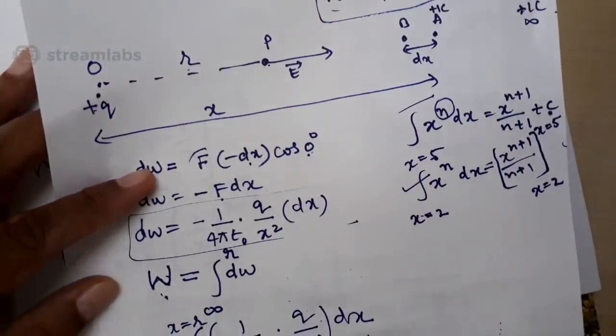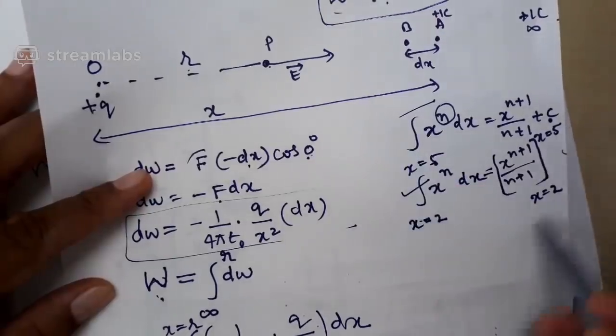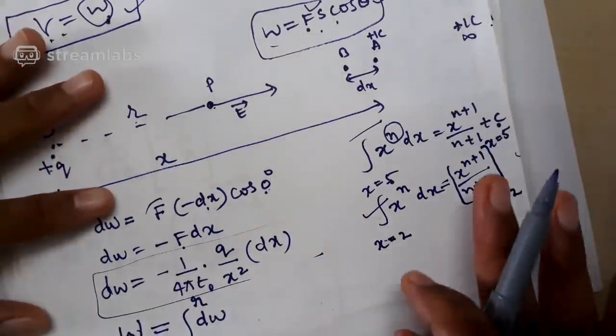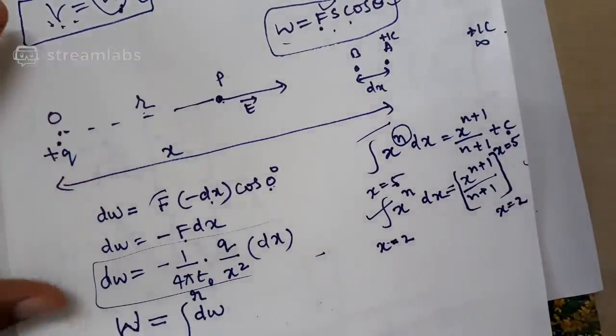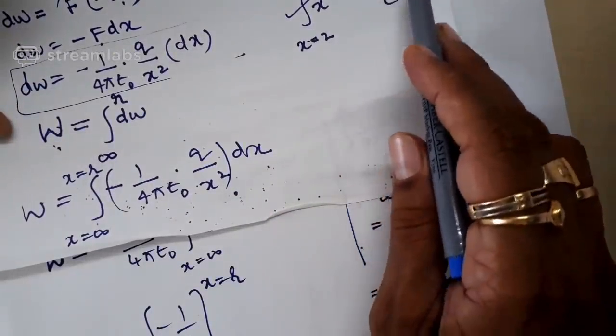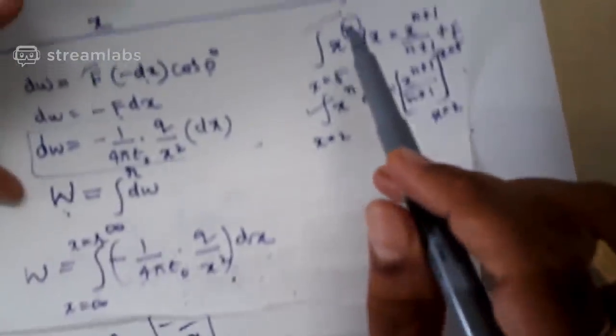Then I did the substitution for dw. Then I took help of the basic formula of integration, which is very much needed. Even if we don't know in detail what integration is, at least the basic formula is needed for this discussion. Then do the integration. Integration of x to the power n dx is equal to x to the power n plus 1 by n plus 1. There is something called indefinite integral and definite integral.